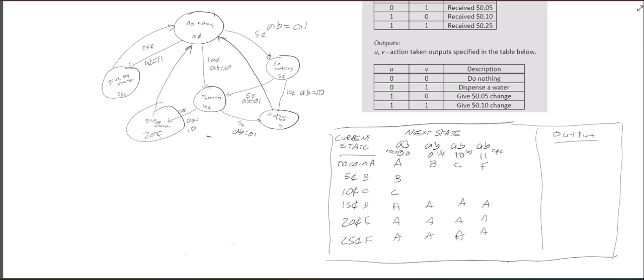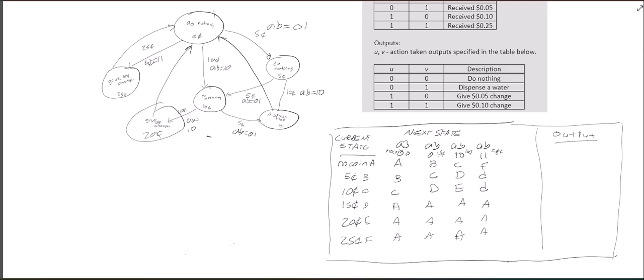If we have 5 cents and we receive 5 cents, we go to state C because we'll have 10. If we have 5 cents and we receive 10 cents, we'll go to state D. And we have 5 cents and we receive 25 cents. Again, that doesn't really make much sense, so I'm just going to call that a don't care. 10 cents and we receive 5 cents, then we would go to state D. 10 cents and we receive 20 cents, we'd go to state E, and I'm going to call that one a don't care.